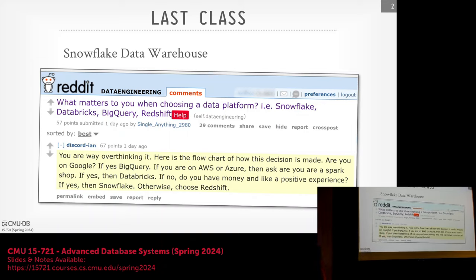I thought it was an interesting quip. And like I said, the data engineering community is where you see a lot of people at the bleeding edge talking about how they're using these systems, and also the ecosystems around them, like Airflow, DBT, and things like that, and how they integrate with these cloud vendors. Okay?